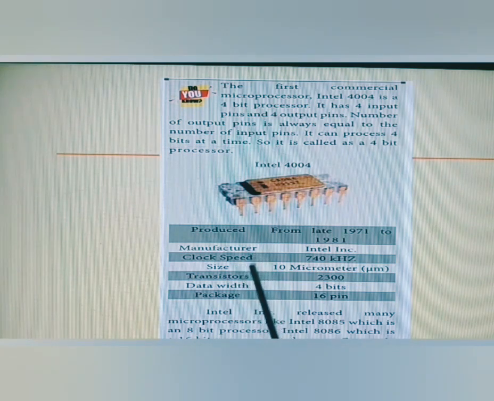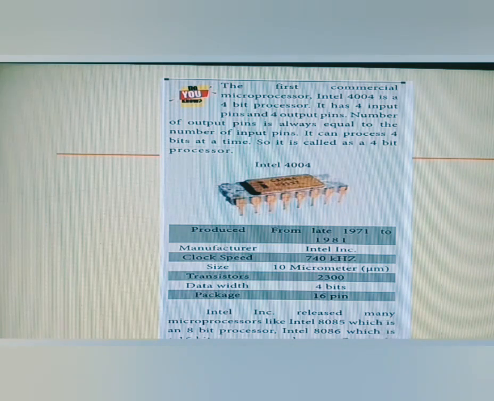Manufacturer: Intel. Clock speed 740 kilohertz. Size 10 micrometer. How many transistors are there? 2300. Data width, just now I told you, is 4 bits. Packages, it is 16 bit. So this is your first introduced microprocessor.